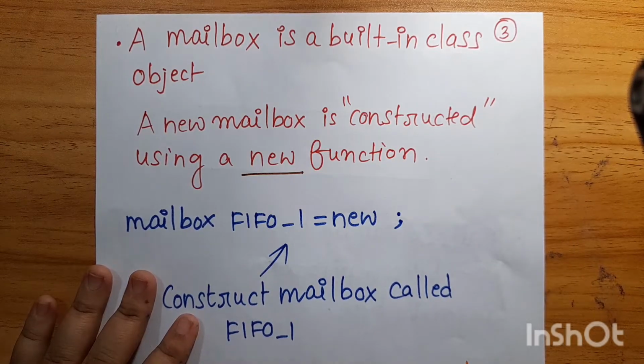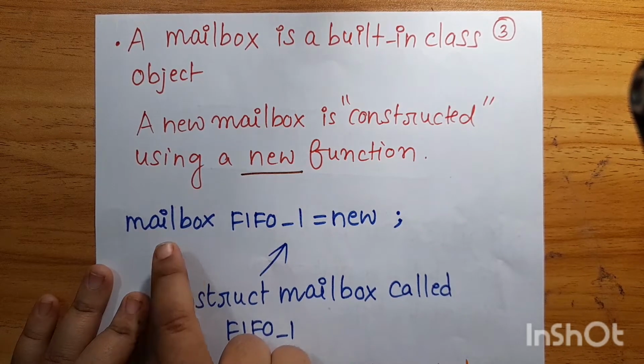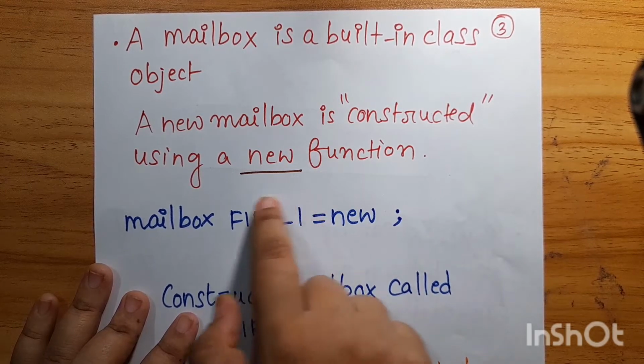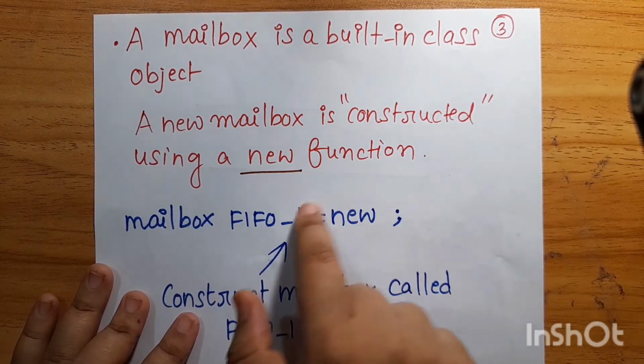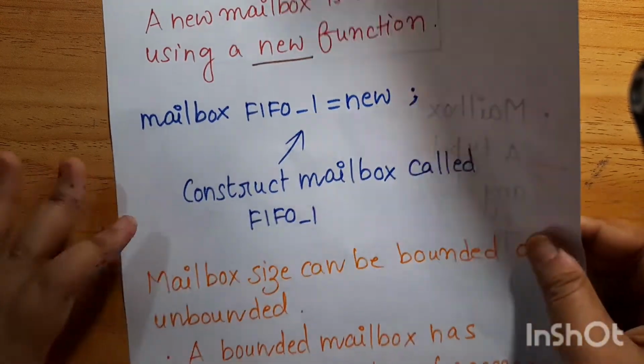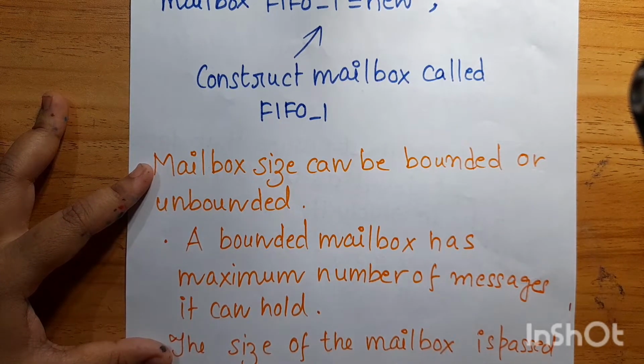As I said, in System Verilog, mailbox is a built-in object class. Okay. Now, how to construct the mailbox? We have a function called new. The new function is used in order to construct a new mailbox. So, we write it like this: mailbox, this is the keyword, FIFO_1 is equal to new semicolon. So FIFO_1 is the mailbox which is constructed using the new function. Construct mailbox called FIFO_1. The mailbox size can be bounded or unbounded, as we said.